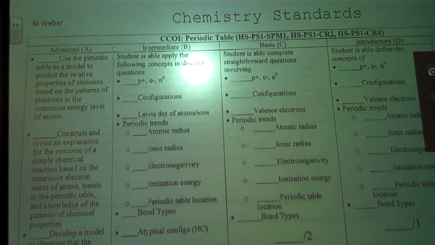So this year I have done that a little bit. You'll see how, for example, types of reactions. Can you see that? No, you can't.